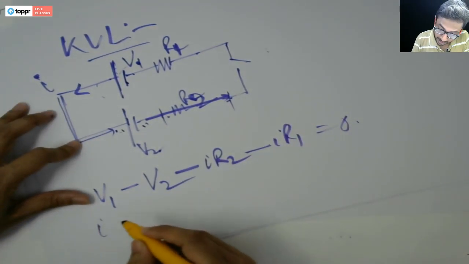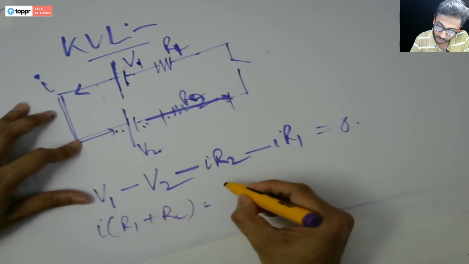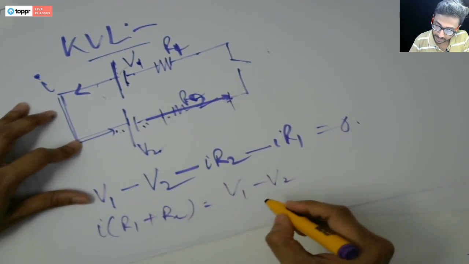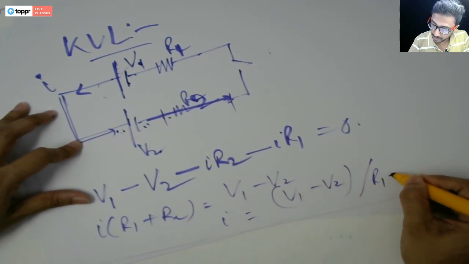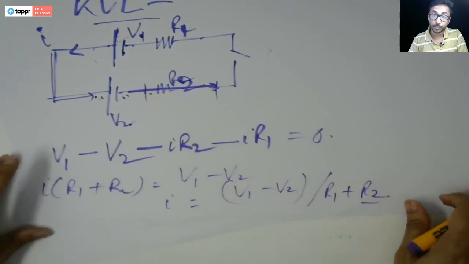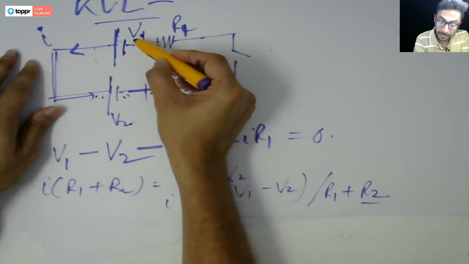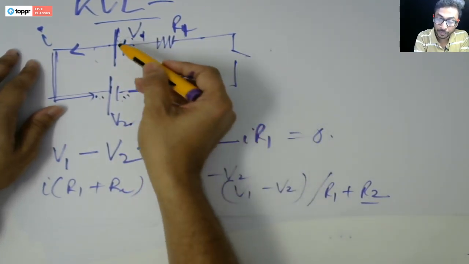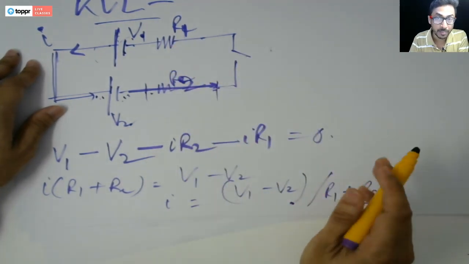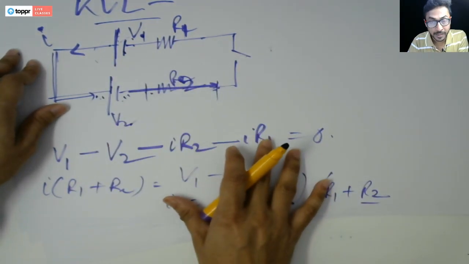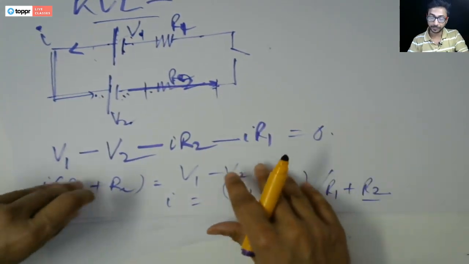So if you take I this side, I(R1 + R2) equals V1 minus V2. So I equals (V1 - V2) divided by (R1 + R2). You can easily verify this: V1 and V2 are in opposite orientation, so definitely it will be V1 minus V2 divided by R1 plus R2. But this is not so simple. KVL and KCL are used in much more complex circuits. We will see.